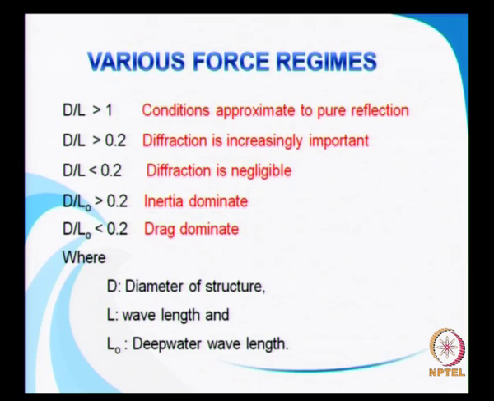If D by L is greater than 1, the condition of pure reflection takes place. We will look at reflection and the related phenomena later. If D by L is greater than 0.2, diffraction is increasingly important. What does that mean? That means the diameter of the structure is quite large compared to the wavelength. That is, it is greater than 0.2.